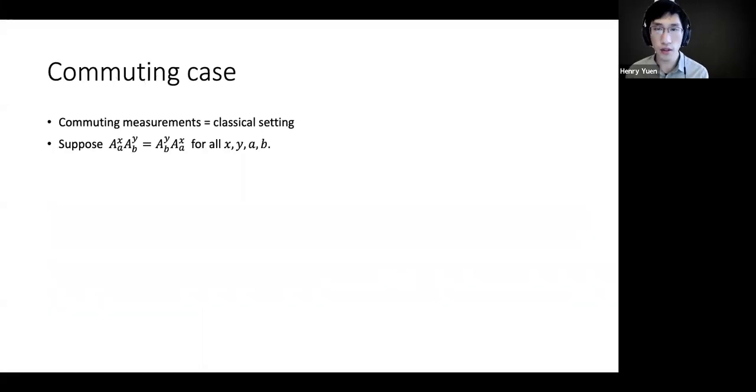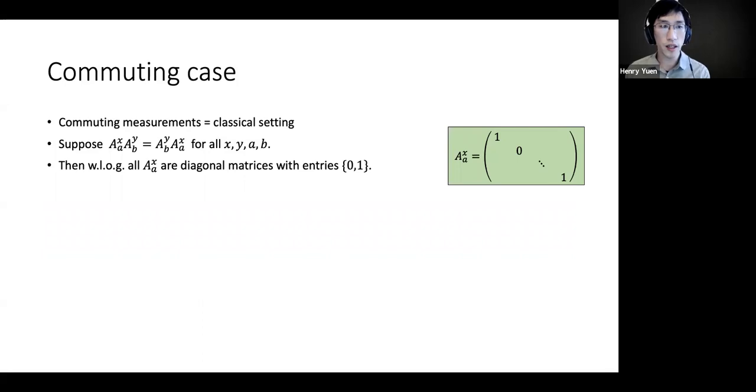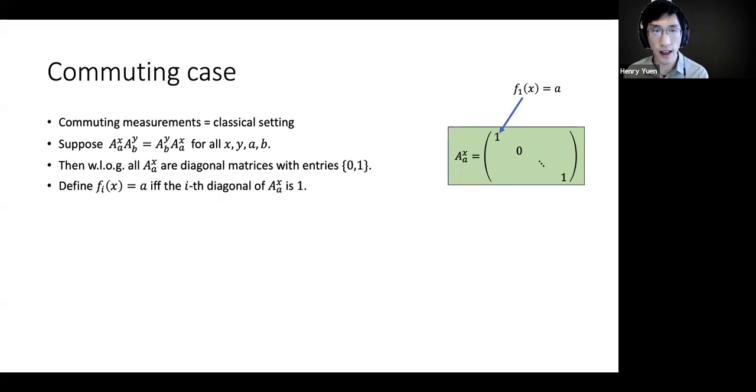Well, let's look at the commuting case just to start orienting our intuition. I claim that it's exactly the same as the classical setting. Let's suppose that all of these measurement operators commute for all possible choices of x and y and outcomes a and b. Then since they all commute, we can diagonalize them simultaneously. So without loss of generality, they're all diagonal matrices with entries 0 and 1 down the diagonal. And from this, I claim that we can define classical functions for each of the diagonal entries. For example, f sub i of x is equal to a if and only if the ith diagonal entry of this operator is 1.